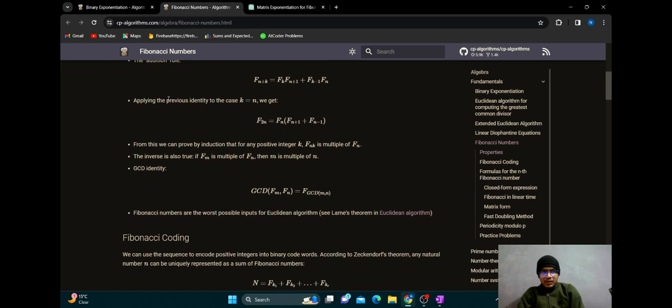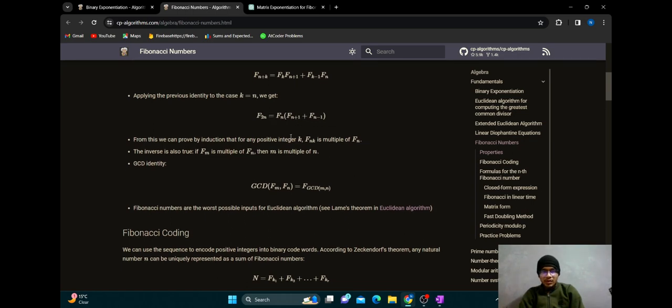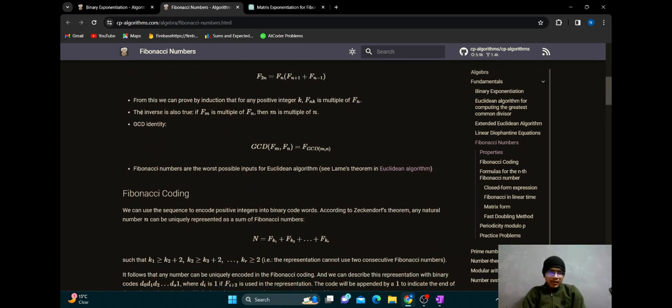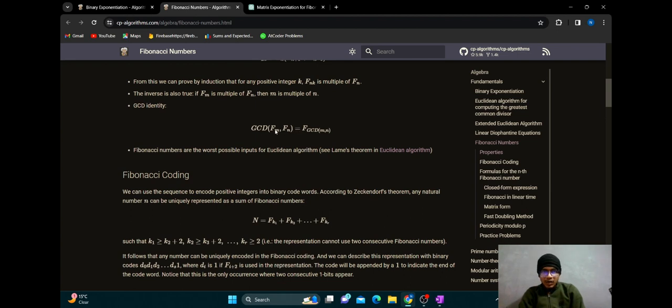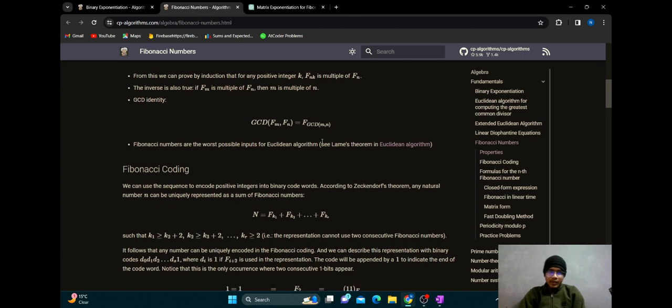By applying the previous identity with k equal to n, we get this equation. If you replace k with n, it becomes f of n times f of n plus 1 plus f of n minus 1 times f of n. You take f of n common, then this equation will come out. Another identity is the GCD identity. It states that the GCD of two Fibonacci numbers, f of m comma f of n, is equal to f of the GCD of the two numbers m comma n.